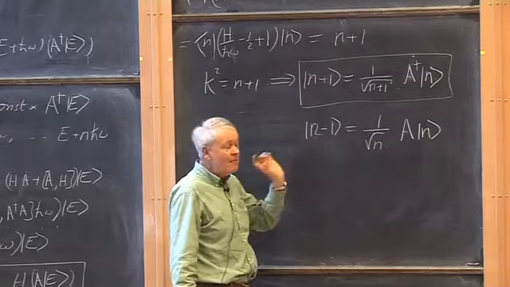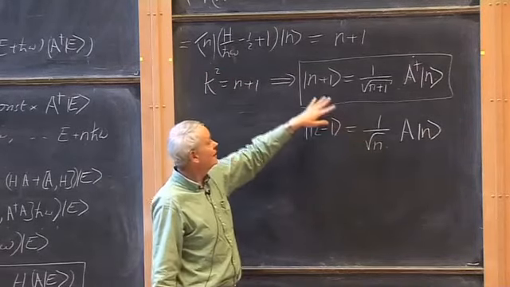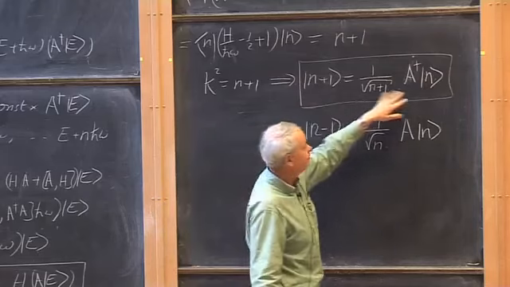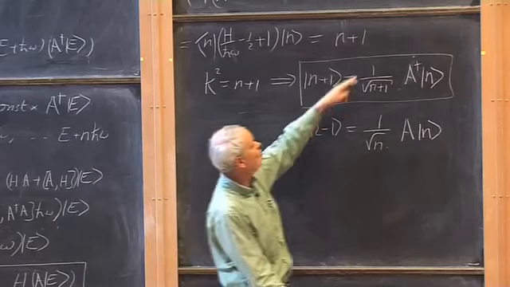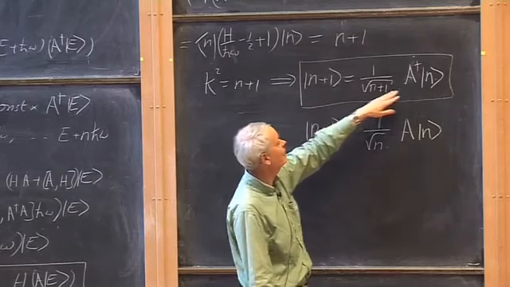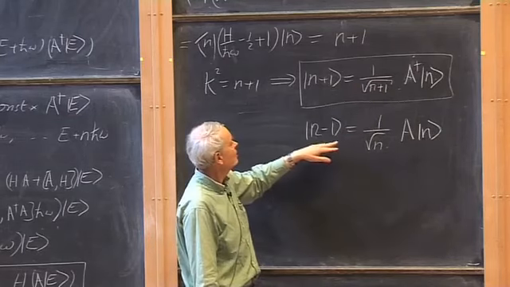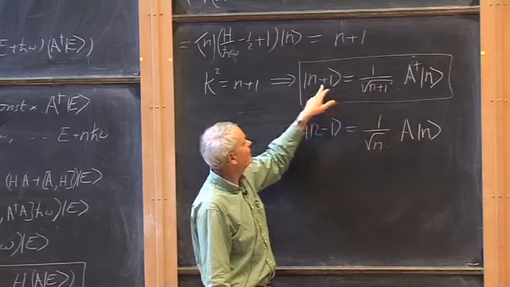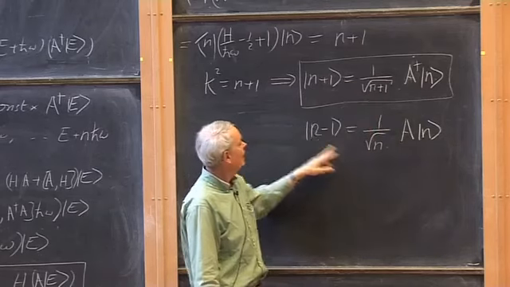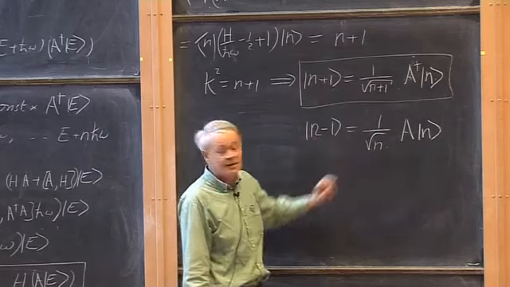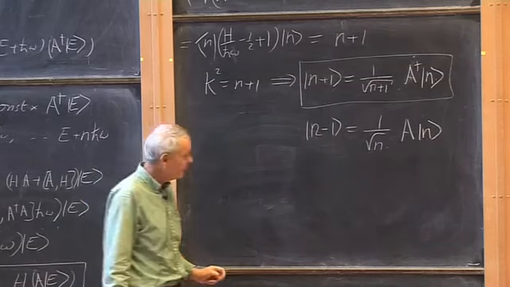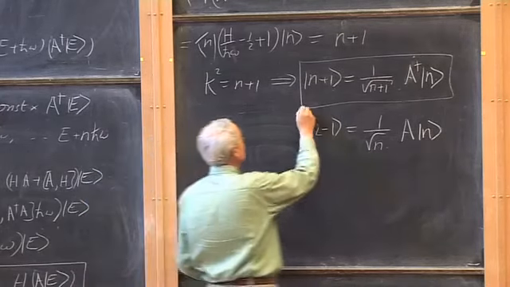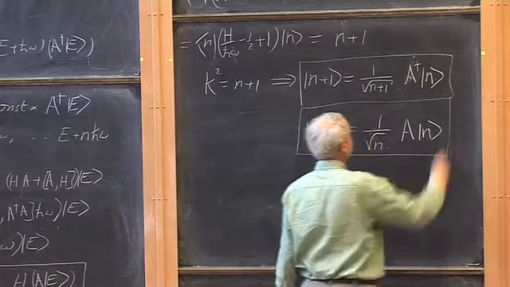And it's worth remembering these rules because this is such an important relationship, and they're very easy rules to remember. The normalization constant is 1 over the square root of the biggest number that appears in the equation. So in this equation, the biggest number appearing is n plus 1. That's what you use. In this equation, the biggest number that appears is n. That's what you use. So these are two very important equations which physicists remember.